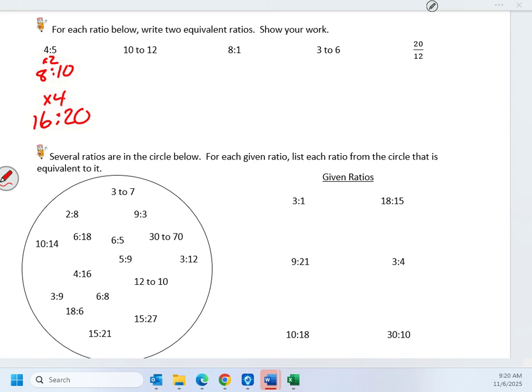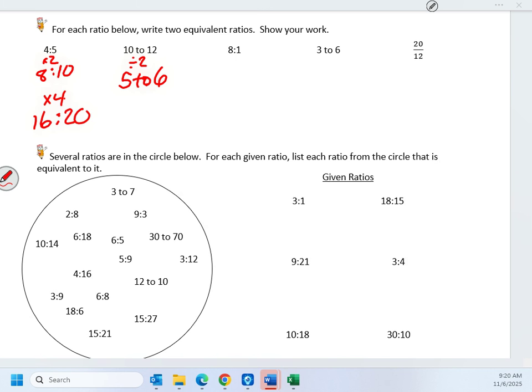Look at 10 to 12. What could be an equivalent ratio? Rhoda? Divided by 2. I could divide both sides by 2. 10 divided by 2 is... 12 divided by 2... You guys aren't paying attention. Nobody said anything. 10 divided by 2 is 5. 12 divided by 2 is 6.